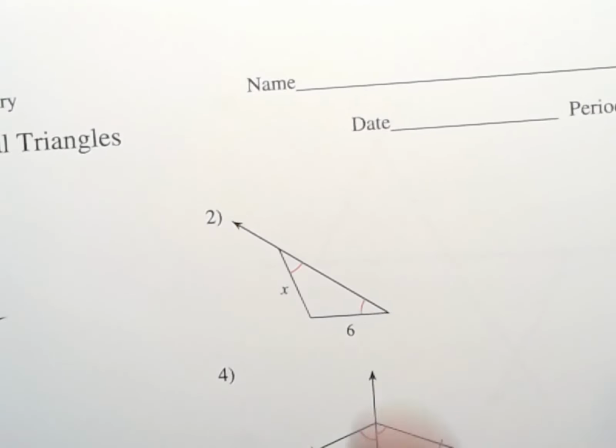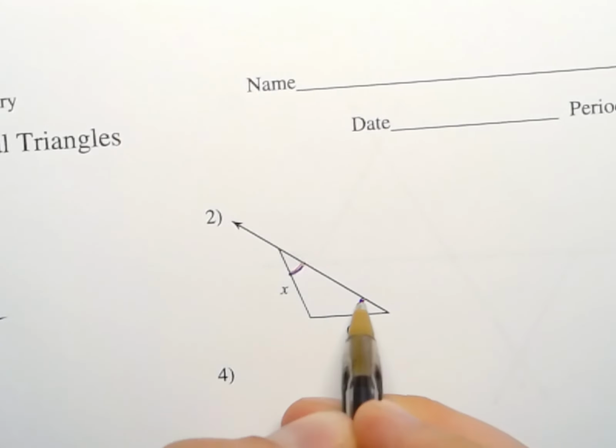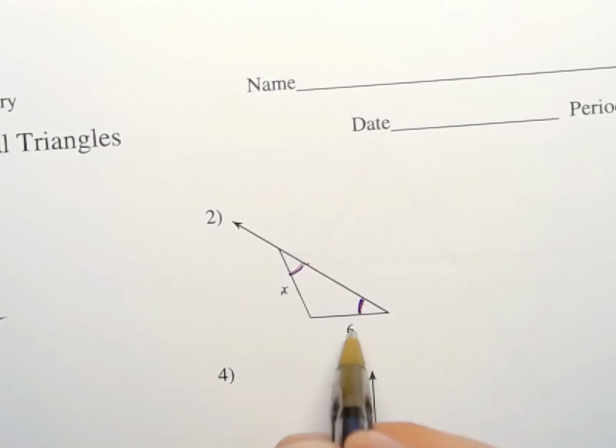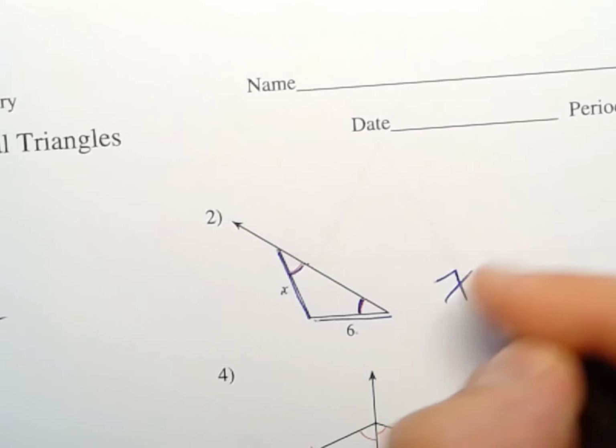Here's another one. If this angle is congruent to that angle, and this angle is across from x, and this angle is across from 6, these have to be the same, which means that x has to equal 6.